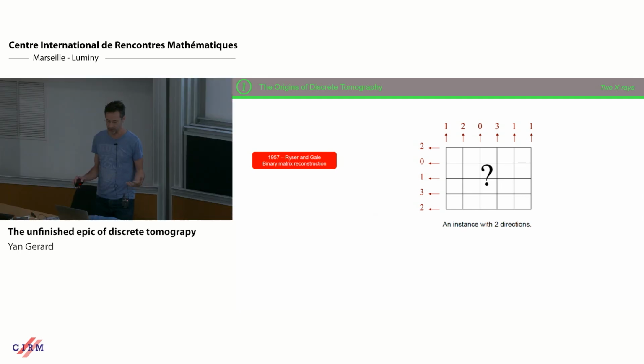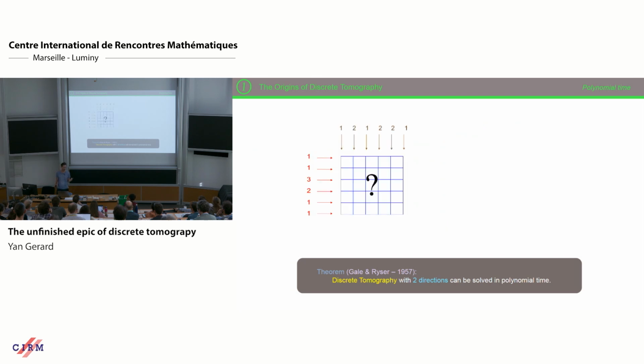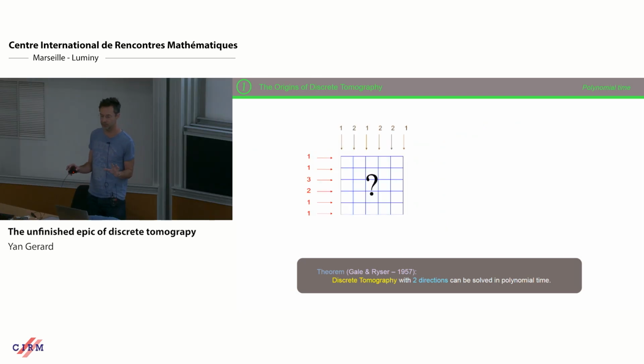And what's the problem? Then you have only two directions. You have a vertical projection and a horizontal projection, and you want to recover the set. And Ryser and Gale, independently, have shown that you can solve it in polynomial time. But nowadays, you can see the problem a bit differently.